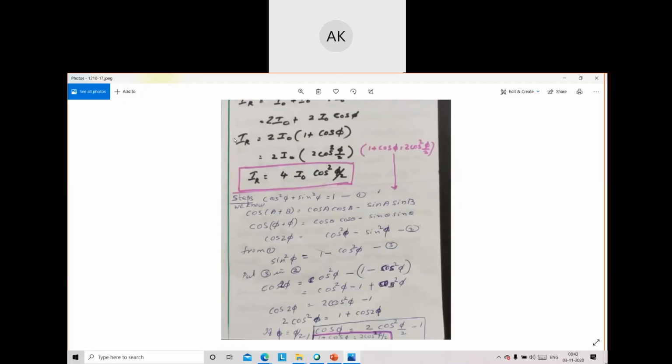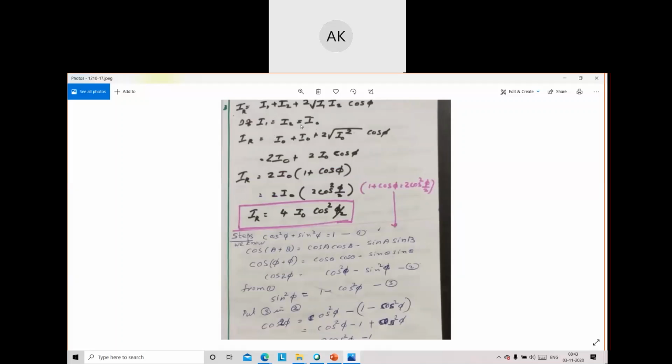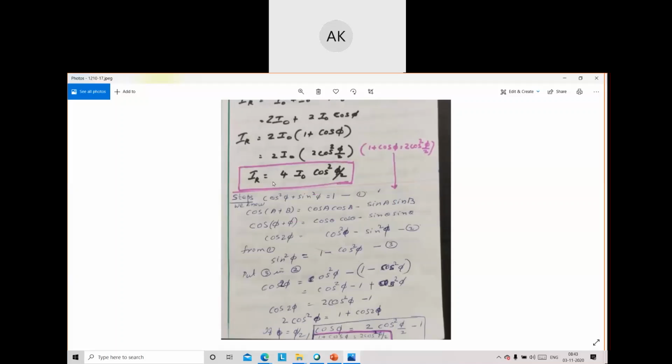That is written here. So for doing problems, you have to remember this equation. If both the sources have the same intensity, what is the resultant intensity? If you know this formula, you can calculate it easily. Otherwise, you have to go through all these steps. Just remember this formula: the resultant intensity is 4I0 cos square phi by 2. Okay, so that is for doing problems.